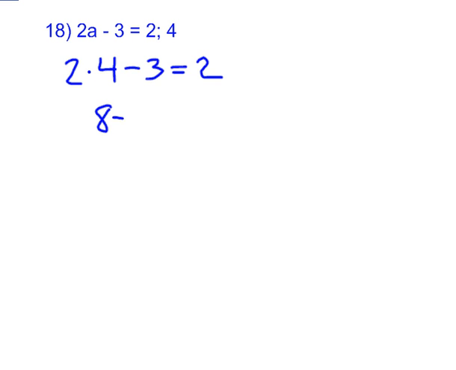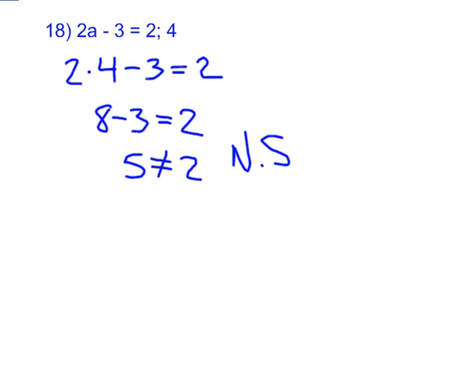Welcome to part 2 of the chapter review, and we're going to be starting with problem number 18. It says, check whether the given number is a solution to the equation or the inequality. So I'm starting here with number 18, and it says 2a minus 3 is equal to 2. So this is saying 2 times a, which is 4, minus 3 is equal to 2. Order of operations, 2 times 4 is 8. 8 minus 3 is equal to 2. 8 minus 3 is 5. And 5 is not equal to 2. So we would put not a solution.